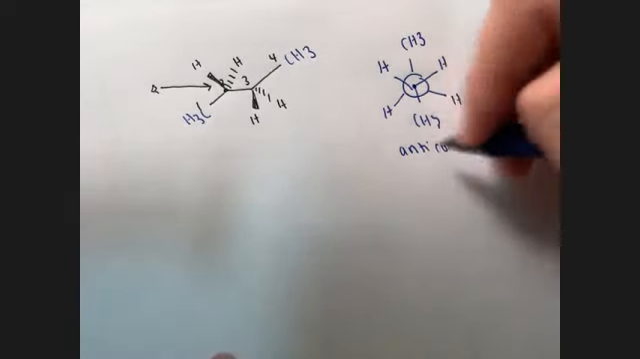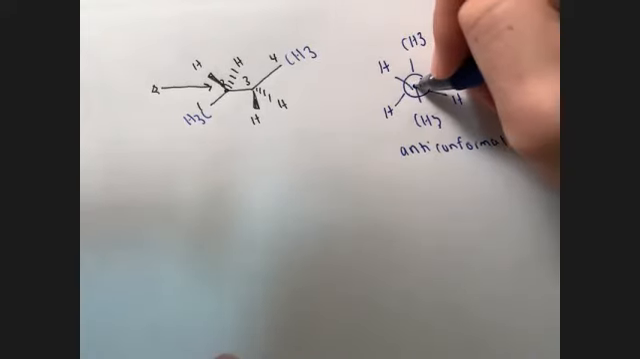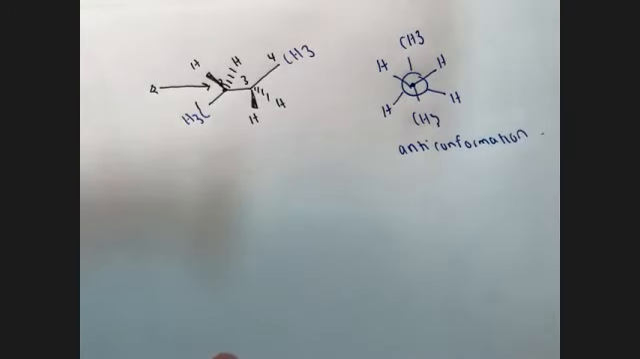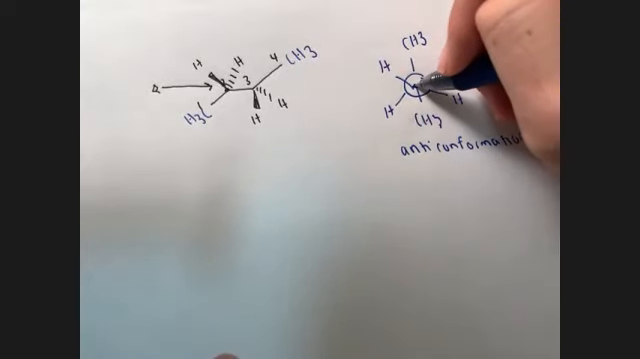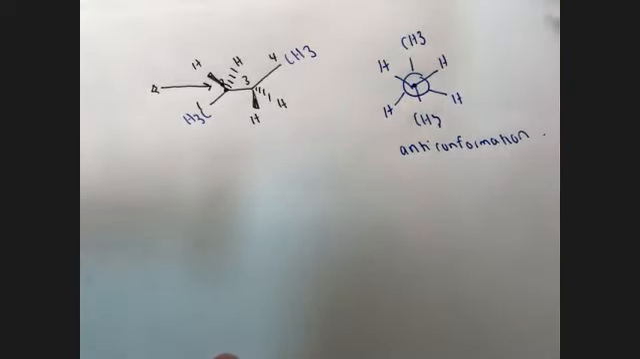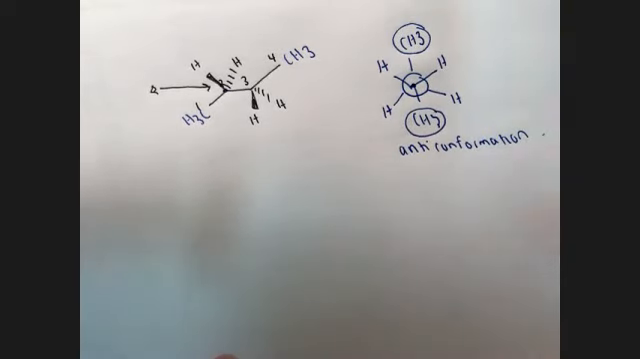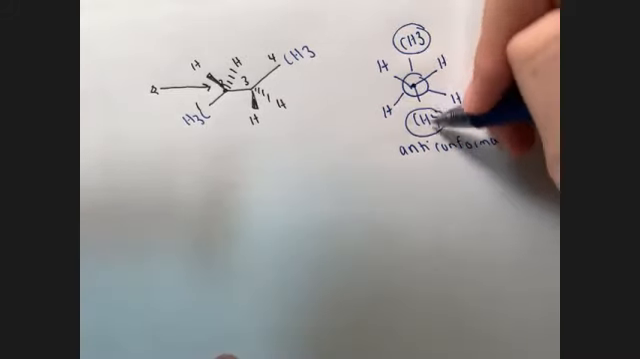So we're back here to the anti-conformation. So why is it called the anti-conformation? Well, we're looking at the two largest groups. On this front carbon, what is the largest group? Well, it's clearly the methyl group, right? And then on the back carbon, what's the largest group? It's the methyl group as well. So these two largest groups, the methyl and the other methyl, are as far apart as possible. Okay, so this one is down and this one is up.